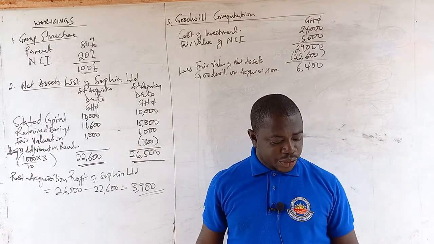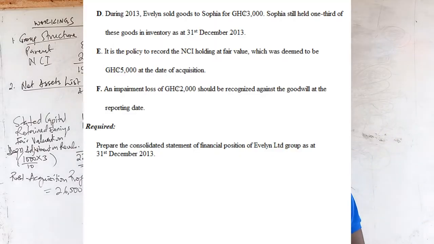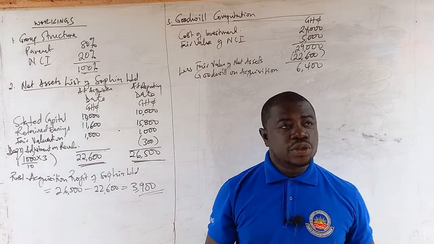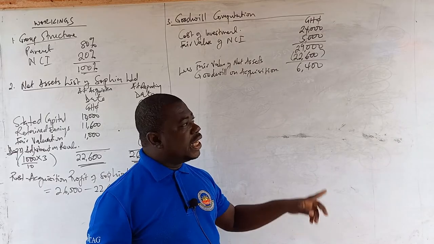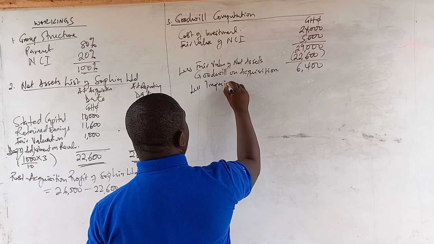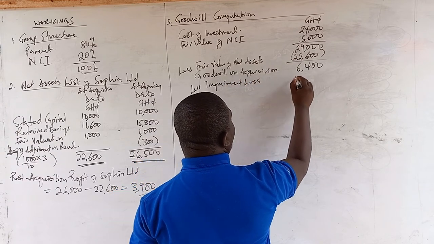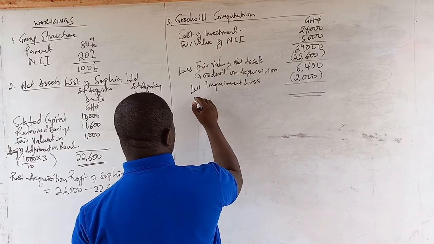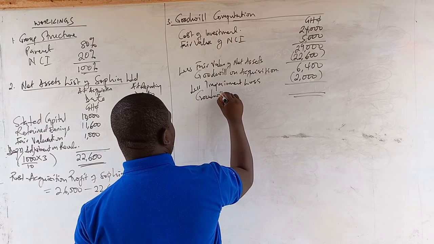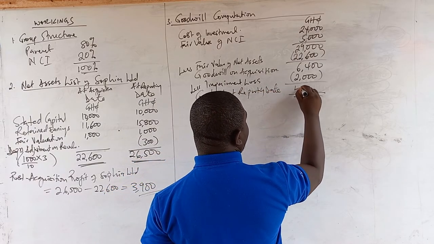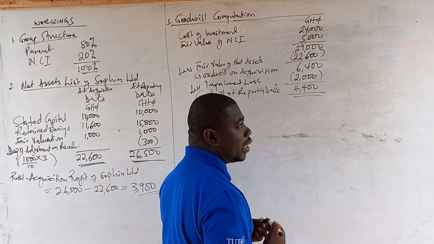But remember that we had an information in F that says that an impairment loss of 2,000 should be recognized against the goodwill. So having established this goodwill, that is goodwill on acquisition date. But as at reporting date, you need to show the impairment. So you now say less impairment loss, and the impairment loss is 2,000 Ghana cedis. So when you subtract the impairment, you have a final goodwill. So this is the goodwill at reporting date, and it will be 4,400 Ghana cedis.